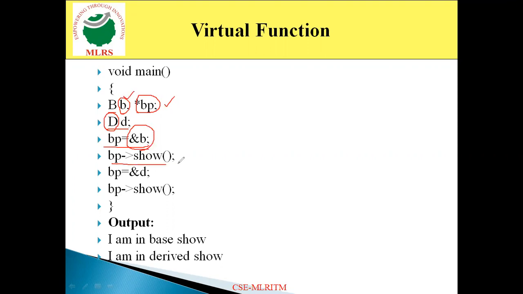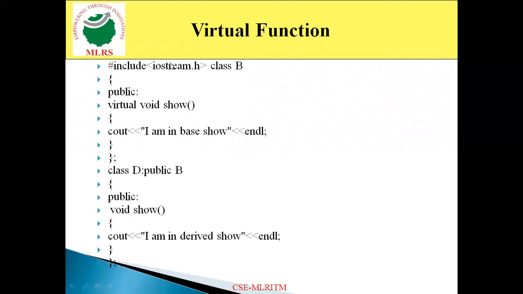BP arrow show. BP is a pointer object, so it requires the arrow operator in order to access show. Now BP arrow show indicates it is going to execute the show function specified in the base class. Why? Because now the base class pointer is pointing to a base class object, so it automatically executes the base class function. So "I am in base show" will appear on the output screen.